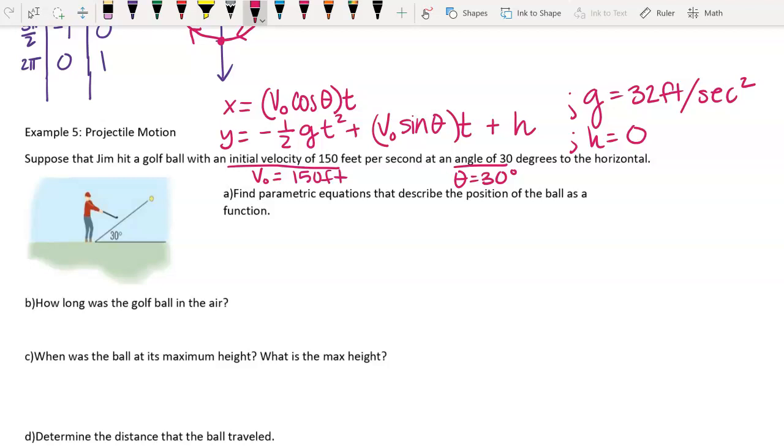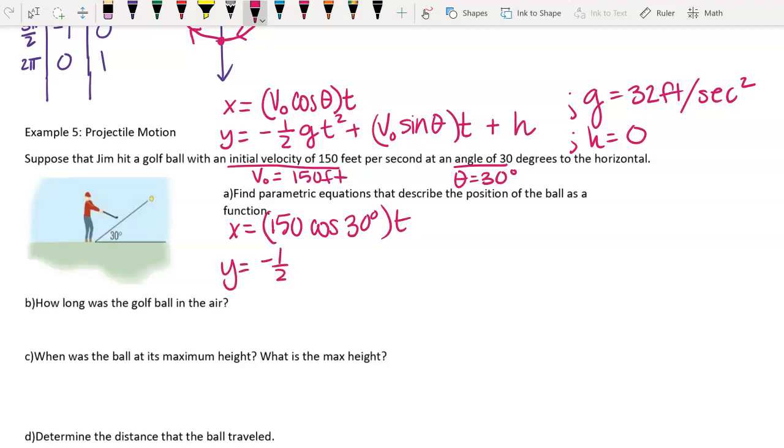All right. Part A. Emily, help us read part A. Perfect. So we already have the original. We have x equals, every time we see v sub 0, we put in 150. Cosine, every time you see theta, we put in 30 degrees. We will simplify that, but let's just fill it all out first.